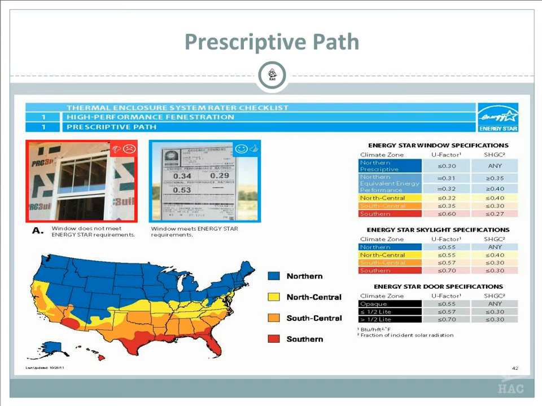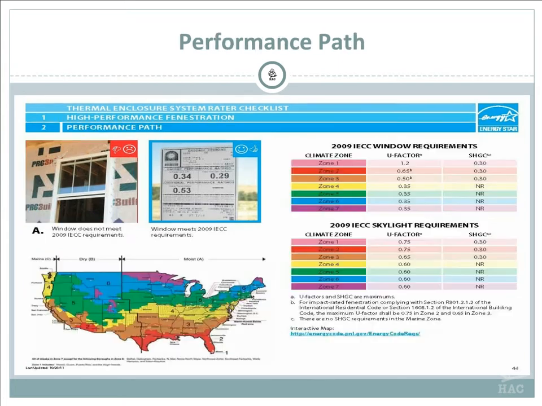Doors, same thing, just a little bit on doors. R values, U values, 55, 57, 70. Again, the performance path is pretty much the same. They're a little bit higher. Again, zone 1, you're getting a 0.65.